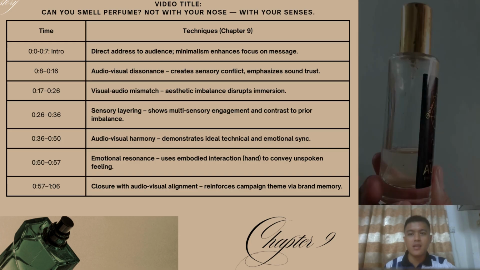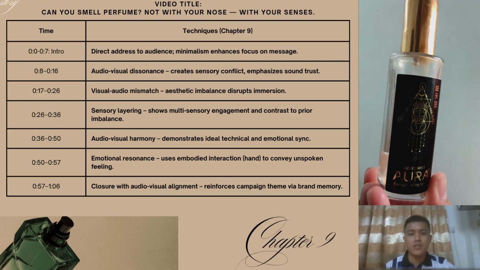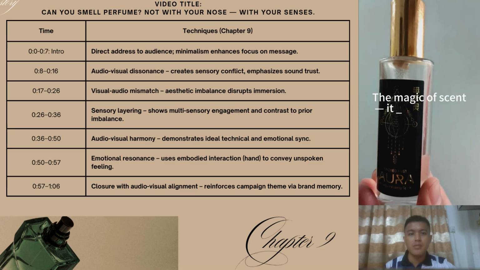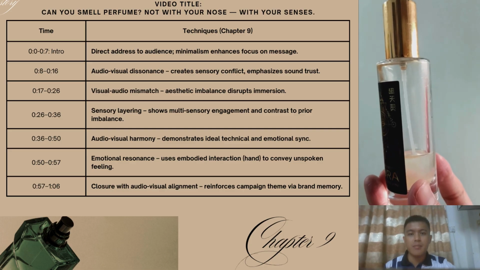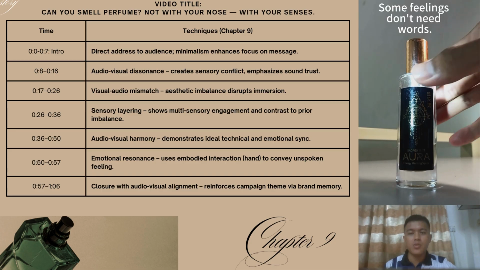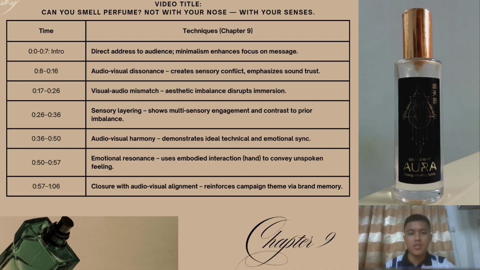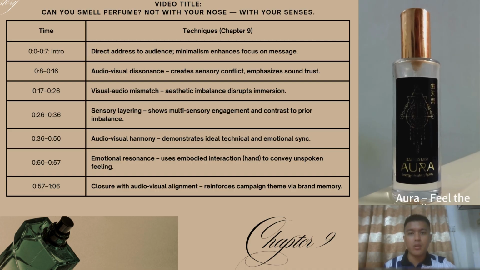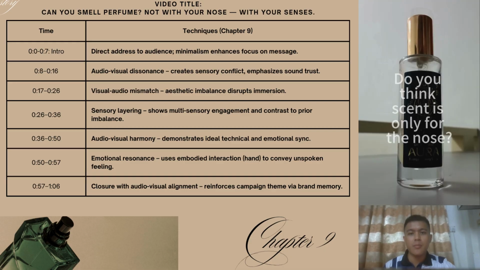From 8 to 16 seconds, we introduce audio-visual dissonance. The footage is deliberately blurry, but the sound is crisp and detailed, creating a sensory contrast that makes the audience question which sense to trust. Then from 17 to 26 seconds, we reverse the mismatch. The visuals are polished, but the audio is noisy and broken. The visual-audio imbalance disrupts the immersion and highlights how even good visuals can be ruined by poor sound.